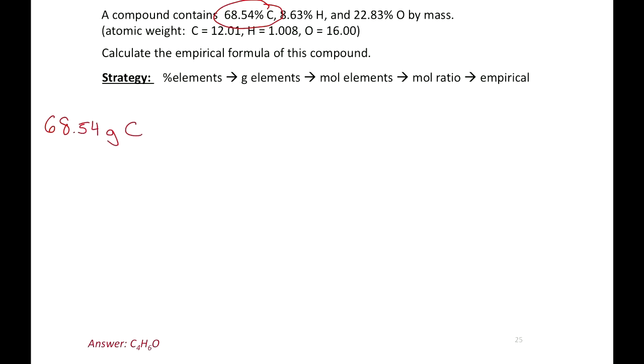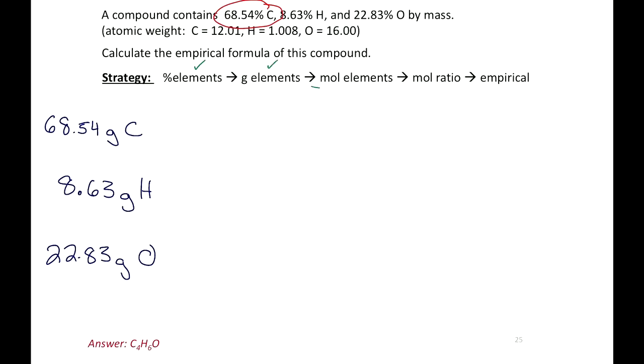68.54 grams of carbon. I don't like red. Let's do blue. How many grams of hydrogen do I have? 8.63 grams of hydrogen. And then I have 22.83 grams of oxygen. So again, I'm just assuming we have 100 grams of sample. Those percents by mass just become gram amounts. It actually doesn't matter how much sample you start with, as long as those percentages work out. 100 is just an easy number.